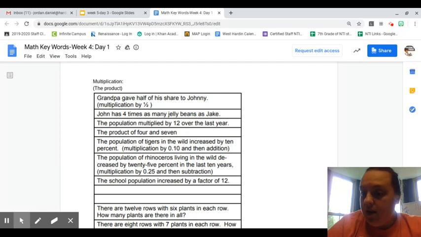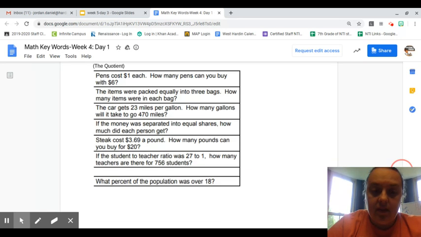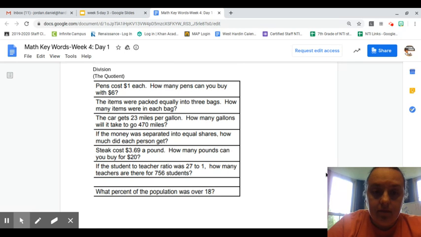And then we got one last one, division. One pen costs $1. How many pens can you buy with $6? Items packed equally into 3 bags. So division is kind of breaking it into parts. If the money gets separated into equal shares, so it's separated into different groups.